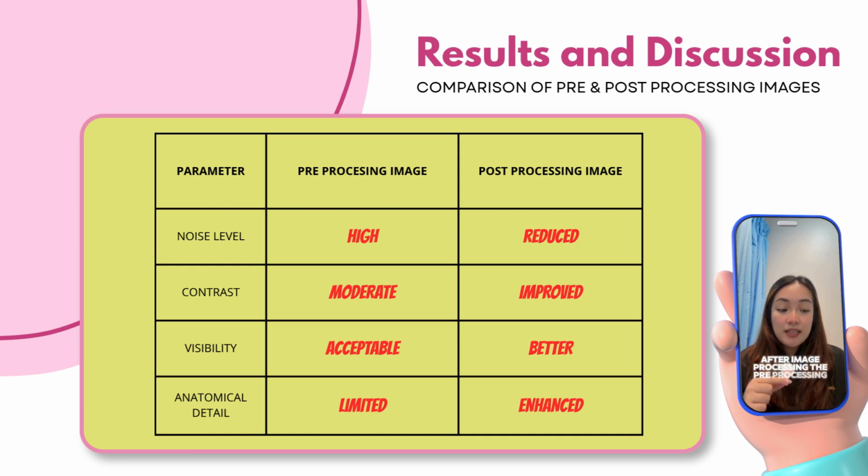The pre-processing image contained a higher level of image noise while the post-processed image shows significantly reduced noise. Image contrast improved from moderate to much clearer. The visibility of the anatomical structure also improved, allowing finer details to be observed more easily. Overall, post-processing enhanced image quality and supported better diagnostic interpretation.